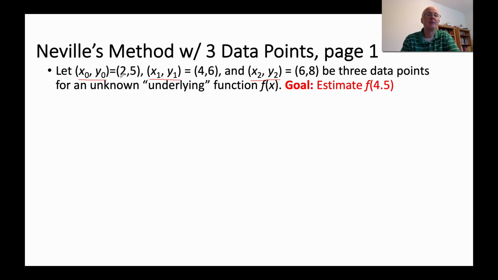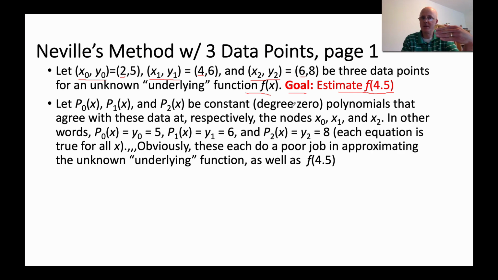The nodes themselves are the x-coordinates you see here, 2, 4, and 6. And then these other numbers, the 5, 6, 8, those are the second coordinates. Those are the functional outputs for some unknown underlying function f of x. Now, this method only works reasonably well when f of x is a nice function. If it's a wildly oscillating function, this is not really a good method to use. So you need to have some sort of physical basis to believe that the function is a relatively tame function. Our goal is to ultimately estimate f at a particular value of x between 2 and 6, and I happen to pick 4.5. I could have picked something different here.